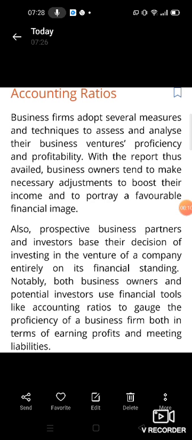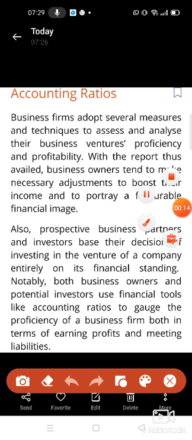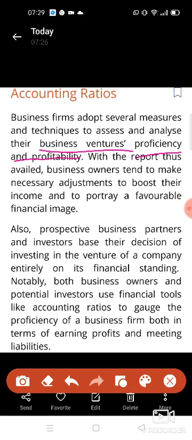Business firms adopt several measures and techniques to assess and analyze the business venture, professionally and profitability. With the report thus availed, business owners tend to make necessary adjustments to boost their income and to project a favorable financial image.